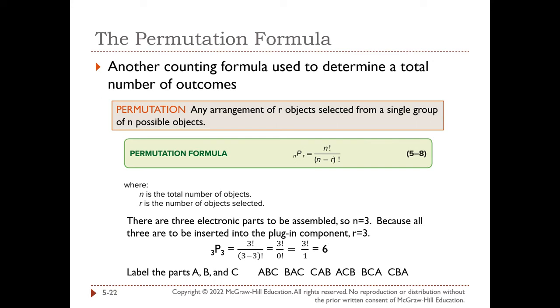So again, there are 3 electronic parts to be assembled, so N equals 3. Because all 3 are to be inserted into the plug-in component, R also equals 3. Okay. So this will equal 3 factorial, and basically all that means is 3 times 2 times 1. Divided by 3 minus 3, which is 0 factorial, which is 1, so 1. So 3 factorial divided by 1, how do they get to 6?